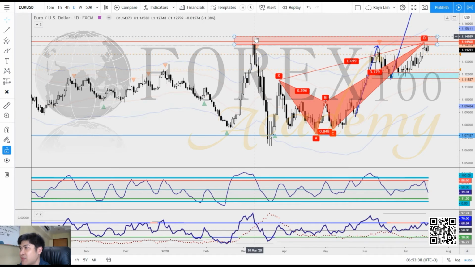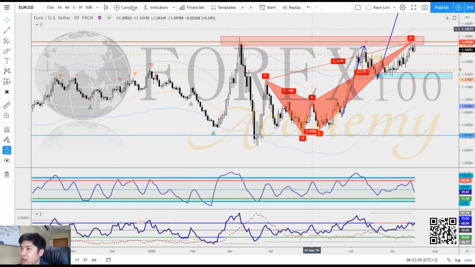Once, let's say, the market breaks and closes above 1.15, then I'll wait for the next retracement, and I might just exit this trade. It depends on how the candle forms as well. On the other hand, my first target is somewhere in the blue box over here.